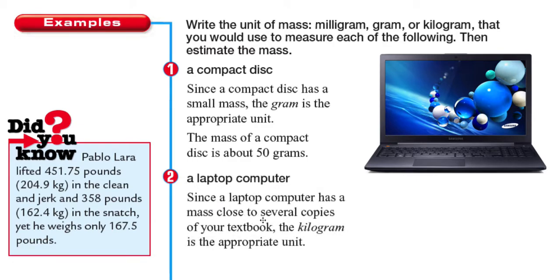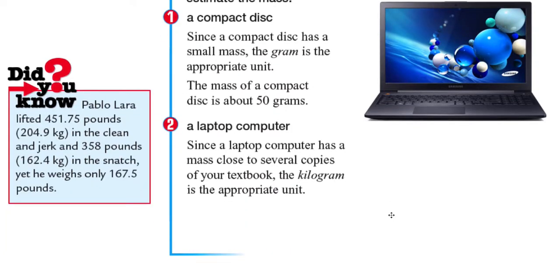Since the laptop computer has a mass close to several copies of your textbook, the kilogram is an appropriate unit. Your laptop at home is not really several copies of your textbook, but the laptop in the picture in your book probably weighs close to several copies of your textbook, and that's why we use the kilogram as the appropriate unit in this example. So the mass of a laptop computer is around 4 kilograms.